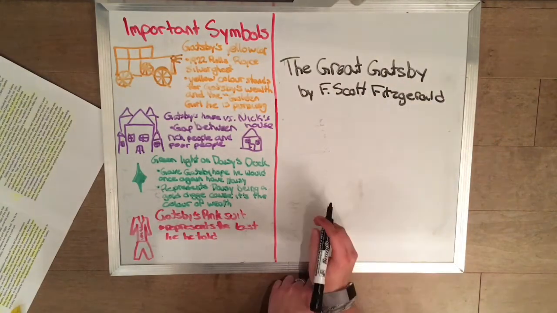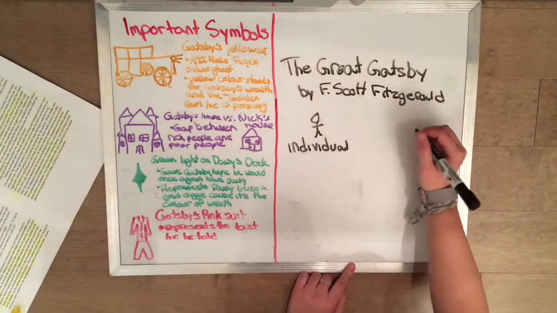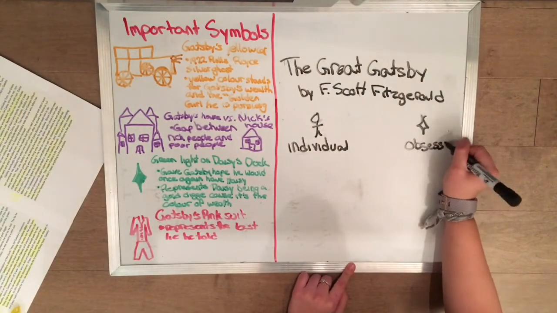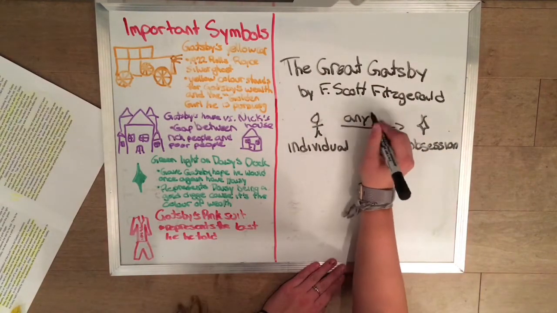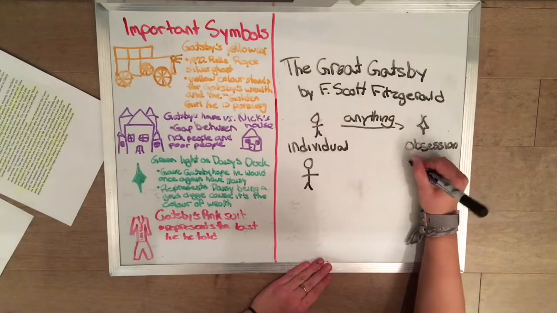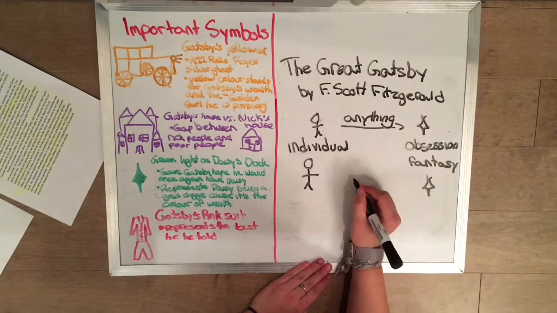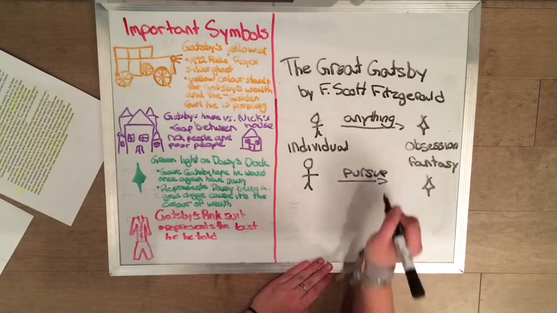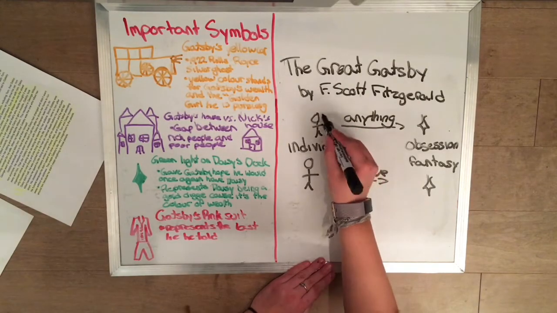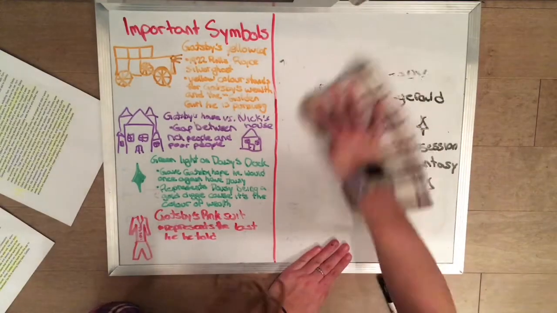The novel The Great Gatsby by F. Scott Fitzgerald demonstrates that when an individual has an obsession, this can lead them to do anything for that obsession, ultimately resulting in ruining their life and possibly death. Also, the novel The Great Gatsby by F. Scott Fitzgerald demonstrates that when an individual has a fantasy, this can lead them to pursue that fantasy, ultimately resulting in them having to face reality.